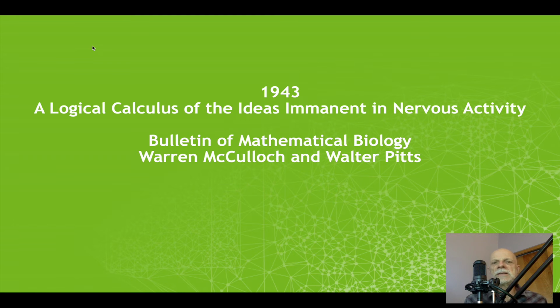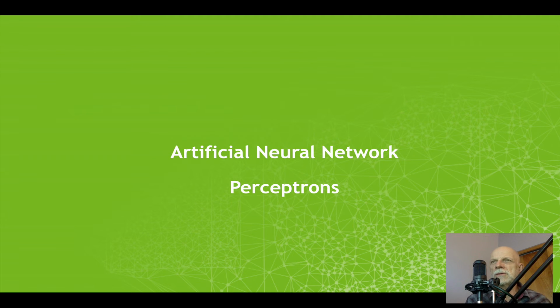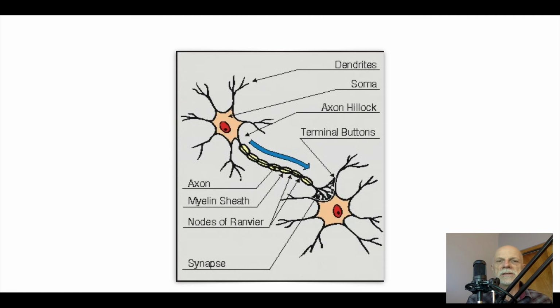The idea of neural networks, not deep neural networks, began in 1943 with the paper A Logical Calculus of the Ideas Immanent in Nervous Activity, in the Bulletin of Mathematical Biology by McCulloch and Pitts. That started the idea of what are called artificial neural networks, or perceptrons as they were called in those days. The original idea was that it was sort of like neurons in people, but now we don't care whether it is or not. We're not biologists. We don't know how neurons work, at least I don't. The idea is a good one, and we can call them neurons.